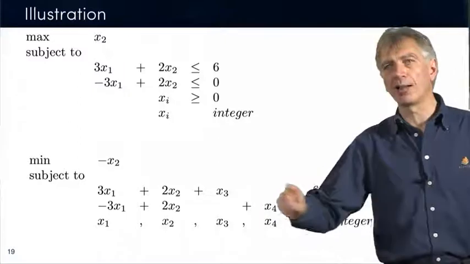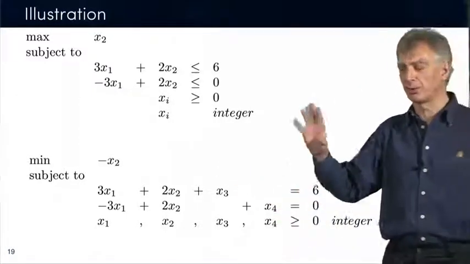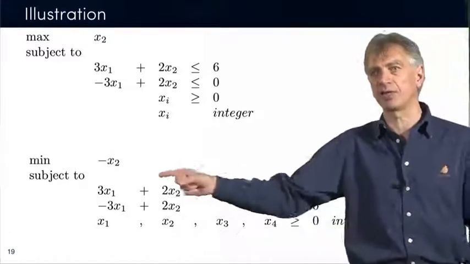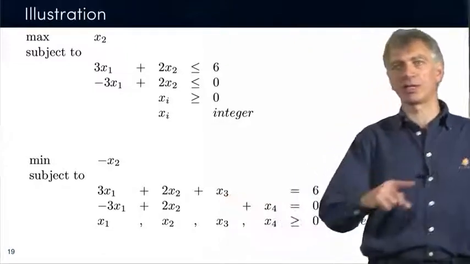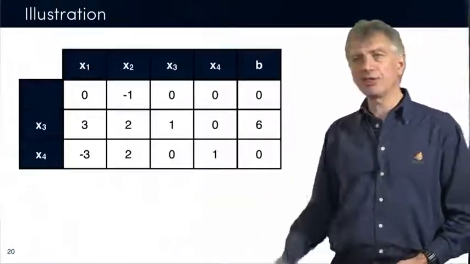So we have two new variables, x3 and x4. Very important, x3 and x4, because you'll see why in a moment. Note that you can express x3 in terms of x1 and x2, and x4 in terms of x1 and x2 as well. Now we are trying to build the tableau of this thing. So this is the tableau.